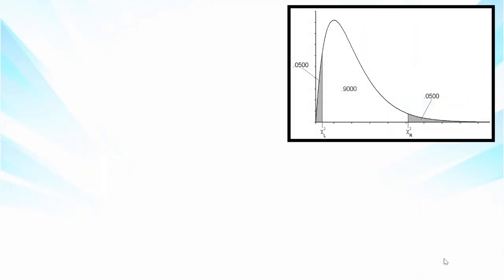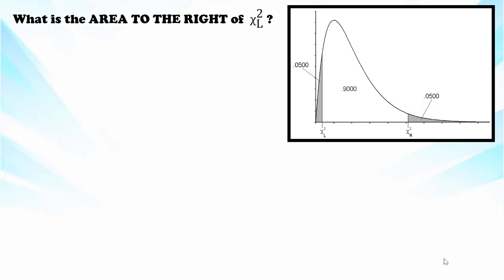So now that we've got this picture in mind, we want to ask ourselves those same questions as we did in the example. What's the area to the right of chi-square L? So if we look on our graph, we go to the right here. There are two regions to the right of chi-square L. There's the central region that has an area of 0.9000, and the right-hand tail that has an area of 0.0500. So the area to the right of chi-square L is going to be 0.9500.